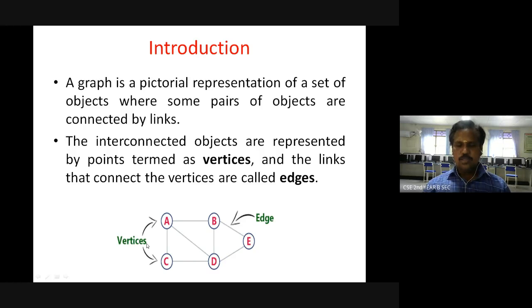Vertices are nodes. The circle, the data inside the circle, is called a vertex or node. If there is a path between two vertices, that is called an edge. Here, how many edges are there? A to B, A to C, A to D, C to D, B to D, B to E, D to E. These are all edges. Totally 1, 2, 3, 4, 5, 6, 7: 7 edges. And 5 nodes. Within this graph there are 5 nodes and 7 edges.